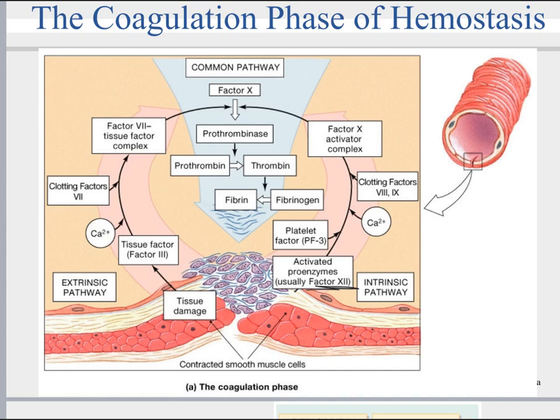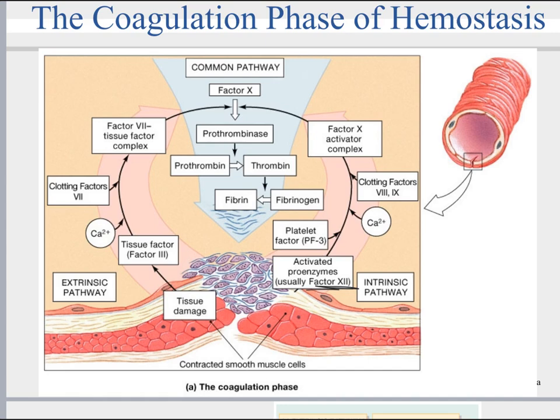factor 11, which is called antihemophilic factor C, or plasma thromboplastin antecedent. Then it's going to activate factor 9, which is antihemophilic factor B, or plasma thromboplastin. While all this is happening, chemicals released by the platelets increase the rate of these activation reactions.